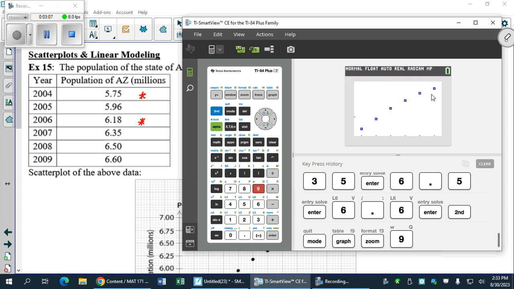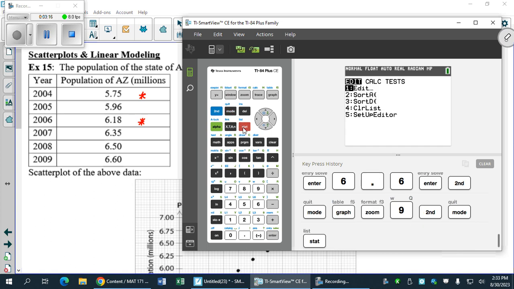Okay. Now we're ready to actually fit our linear model. So in order to do that, I'm just going to hit second mode, get me back to a clear screen. You go back to your STAT menu, but this time you're ready to calculate. So you're going to right arrow over to CALC. You're going to hit number 4 for LinReg. You can hit number 4 or arrow down to number 4, either way, okay?